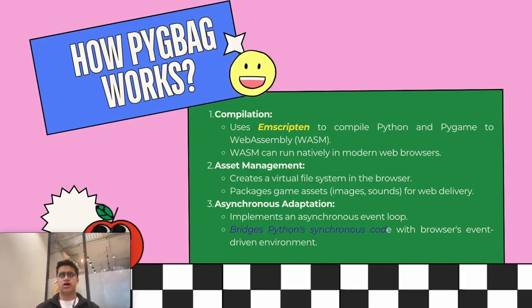So PyGBag uses Emscripten to compile Python and the Pygame code into WebAssembly, which makes it compatible to run on the latest web browsers. And it also creates a virtual file system in the browser, which efficiently takes care of all the packages which a game needs and the assets for your web delivery of the game. And it also works on asynchronous adaptation. So Python basically implements an asynchronous event loop to make Python's asynchronous code work in the browser's event-driven environment.